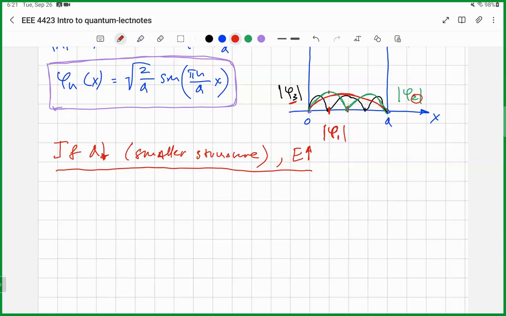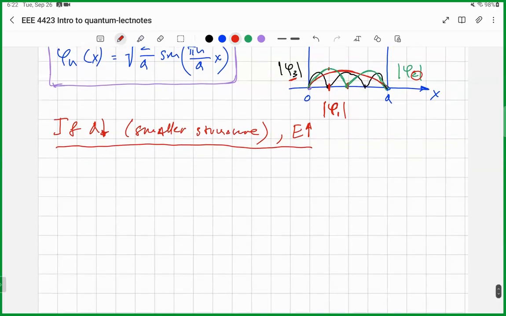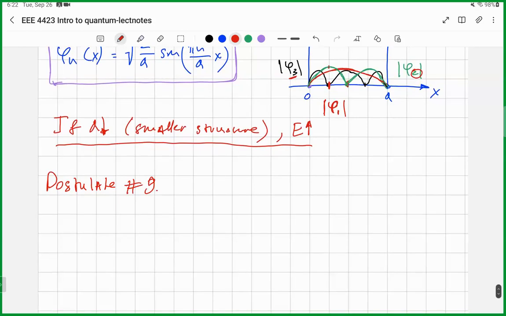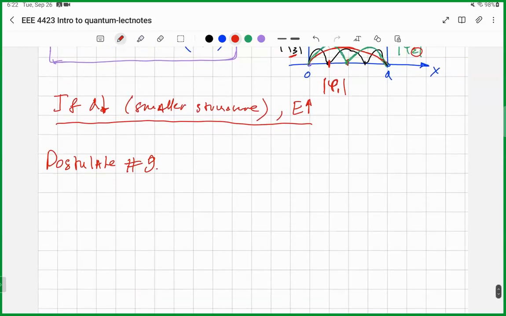So do you have any questions about this part? If not, let's transit to the postulate number 9.